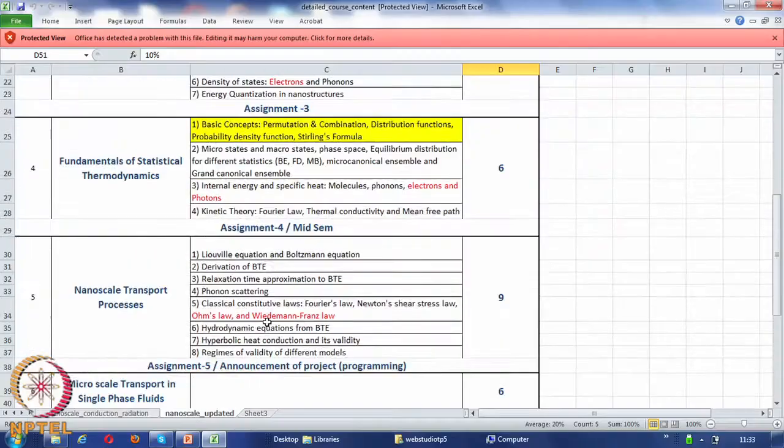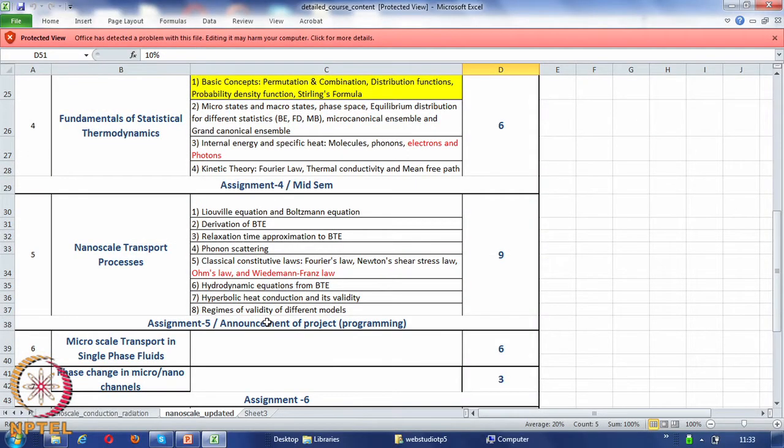BTE is the acronym for Boltzmann transport equation, and this is the most fundamental equation for describing the transport process at non-equilibrium scale for any energy carrier. It could be electrons, phonons, photons, I will come to these definitions one after the other, or it could be molecules. And we will talk about the rigorous derivation of the classical constitutive laws from the Boltzmann transport equation, such as Fourier's law, Newton's law, and here you will see that we can also do that for electrical engineering, like Ohm's law, Wiedemann-Franz law.